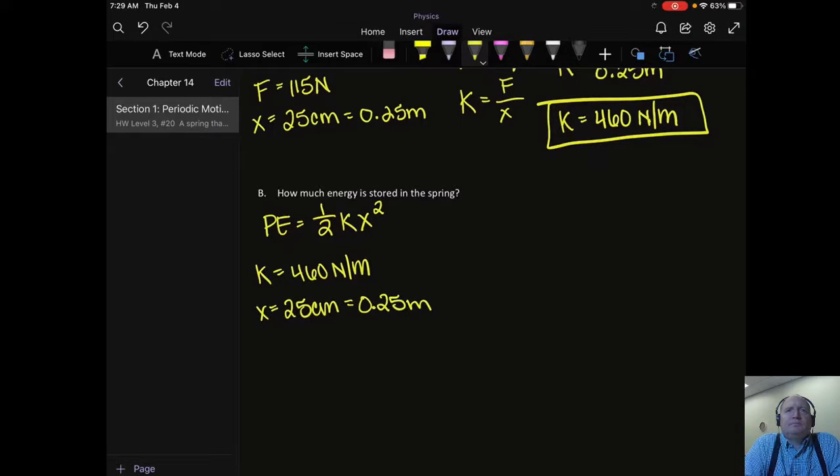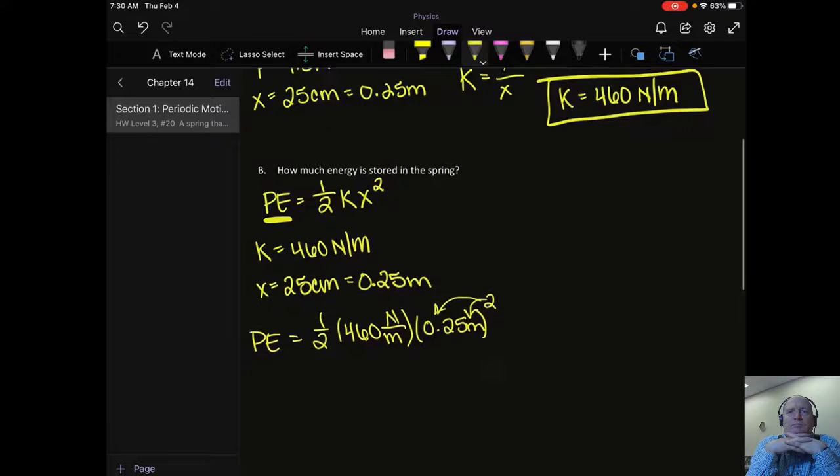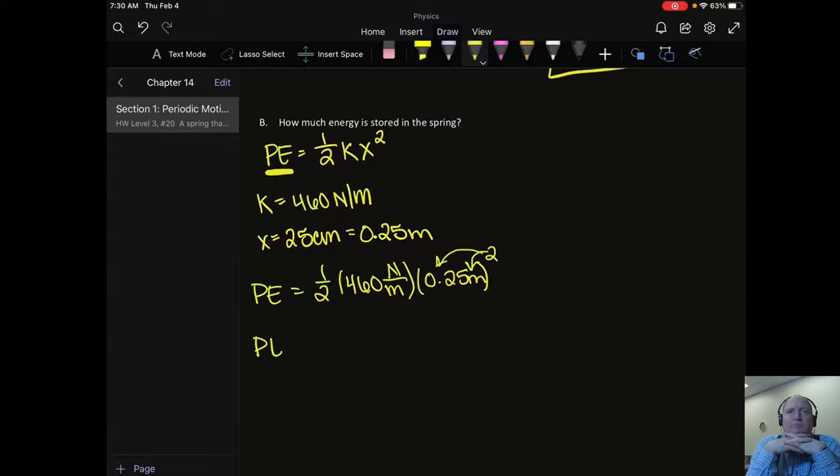And that's all that we need to solve this problem. So let's plug and chug because it's already solved for potential energy. So the energy stored in the spring is equal to 1/2 times our constant, which was 460 newtons per meter, times our displacement, 0.25 meters, and that is squared. Now recall, when you square this, you're going to square the number and the unit. So let's go ahead and apply that square, okay?